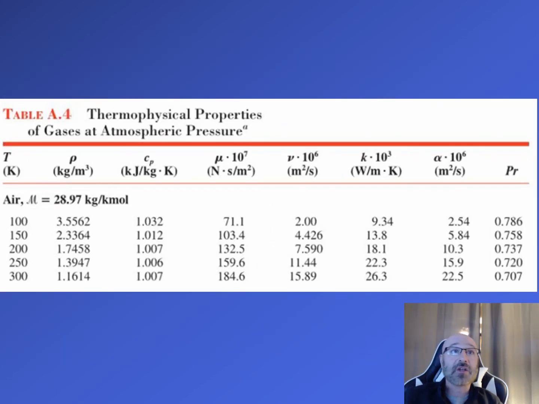Then we move on here to table A4, and this is the thermophysical properties of gases, and this is at atmospheric pressure. So if that changes, again, there'll be a different table you need to go to. So pay attention to the titles of everything. Pay attention to the units of everything as you're going through.